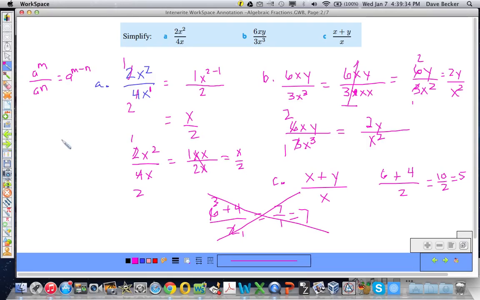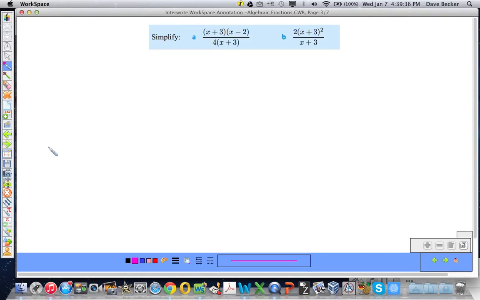All right, so a couple more examples. x plus 3 times x minus 2 over 4 times x plus 3. Well, look, the x plus 3's can cancel, and you might be saying, hey, Mr. Becker, there's addition in there. Well, yes, there is, but it has parentheses around it, and it's being multiplied by something else. So what we're left with is x minus 2 over 4. Same thing over the same thing when being multiplied is equal to 1.